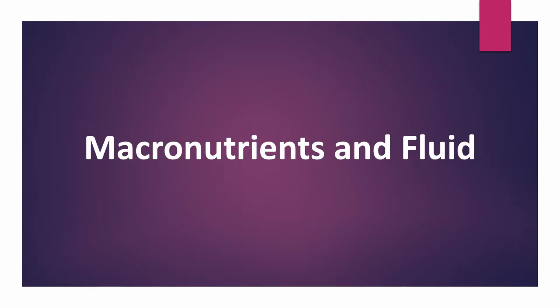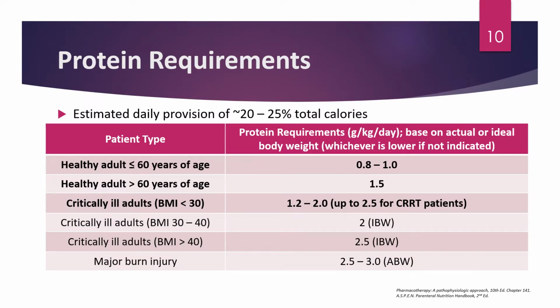Going on to macronutrients and fluid that are more specific for our parenteral nutrition patients. So again, we do have protein requirements. These protein requirements actually do apply to both enteral nutrition patients and parenteral nutrition patients. However, with parenteral nutrition patients, we do have the ability to customize the exact number of calories as well as protein, carbohydrates, and fat that we give patients. So again, this is a slide that is important to know, particularly the bolded portions here for healthy adults and for critically ill adults with BMI less than 30.